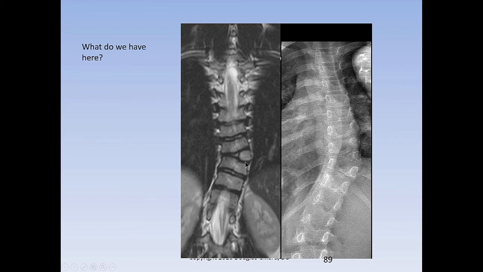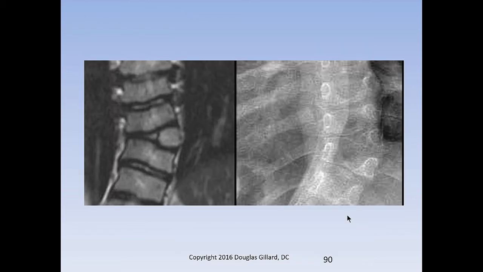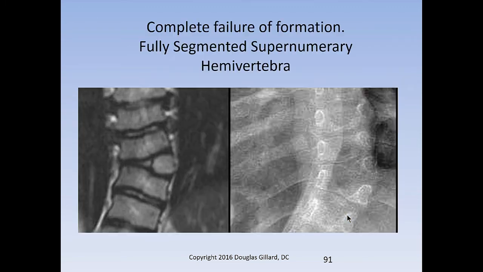So it has bad growth potential. Plus, it started a pretty nasty scoliosis down here. This looks like a wedge here as well, maybe a bunch of little wedges, but that's the big smoking gun there. It looks like there's agenesis of the 12th rib. I don't see a rib here either. Okay, complete failure of formation, fully segmented supernumerary hemivertebra, and arguably some wedges in there.